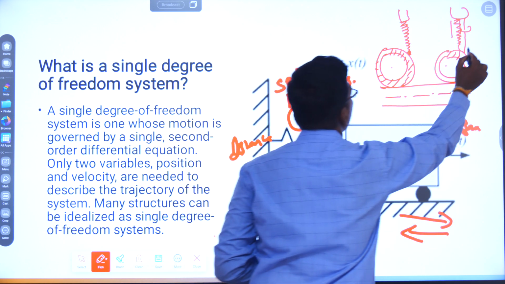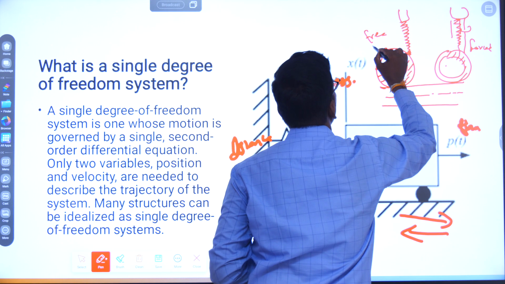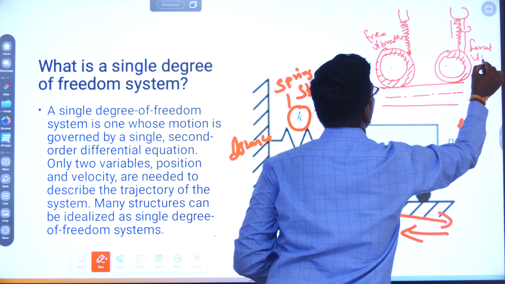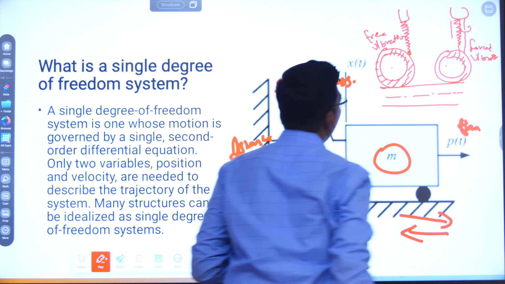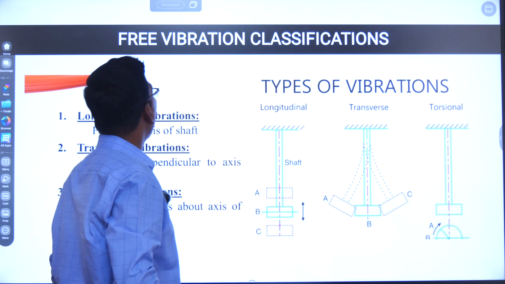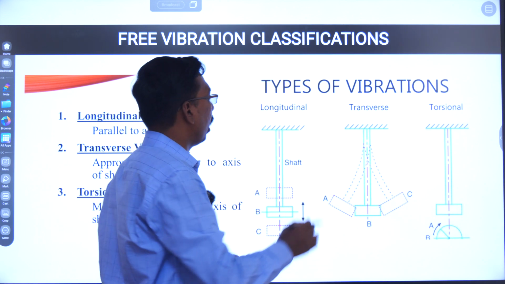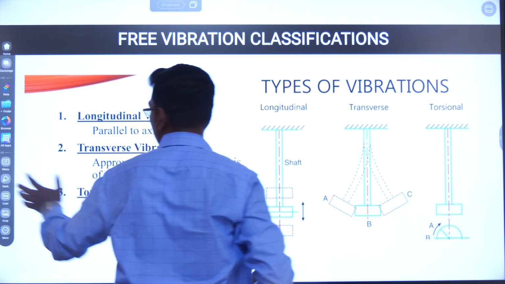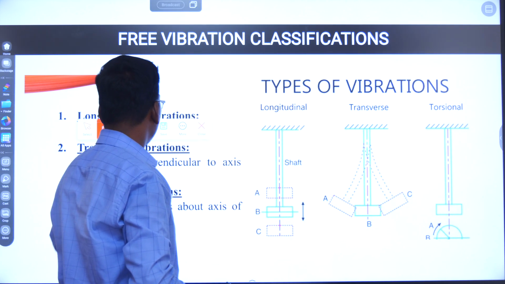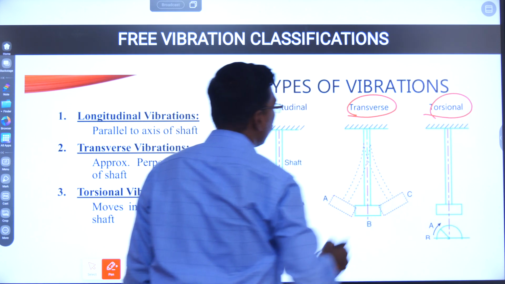Okay, so this is for forced vibration. This is for free vibration. This is for forced vibration. Okay, do you understand? Then free vibration, actually I told you we have to see the longitudinal movement. Then the other two things are nothing but transverse and torsional.